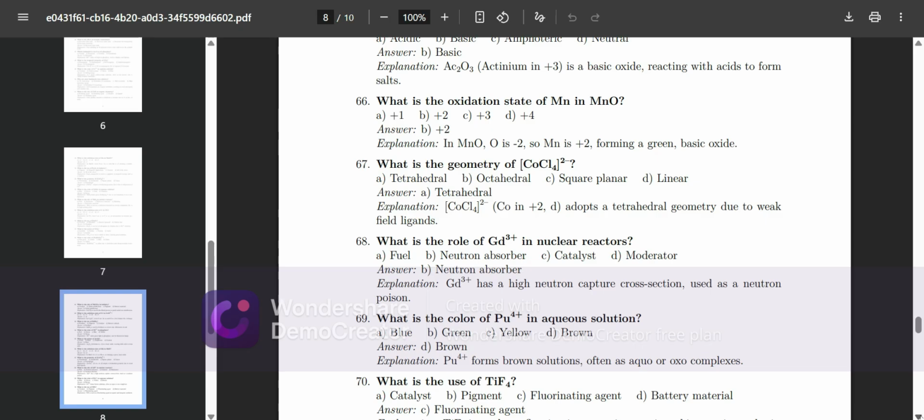What is the oxidation state of Mn in MnO? Plus 2. O is minus 2, so Mn is plus 2, forming a green basic oxide.